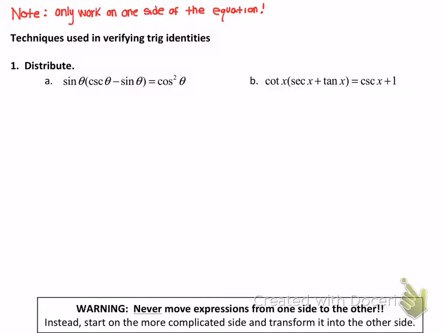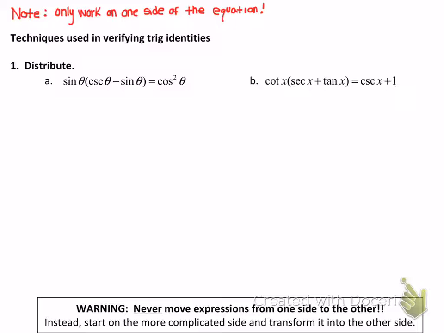So now we're going to walk through some techniques when we verify trig identities. It's important to note that we're only going to work on one side of the equation. As you can see below, it is easier to work on the more complex looking side, and you cannot move terms from side to side. You'll see how I set it up, and if you set it up the same way, then you will stick with all of these rules and be successful.